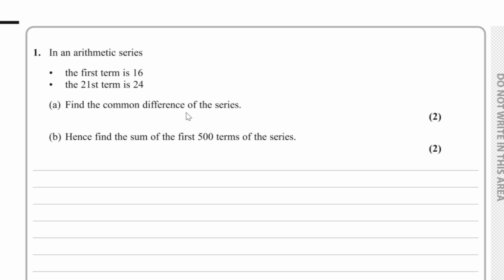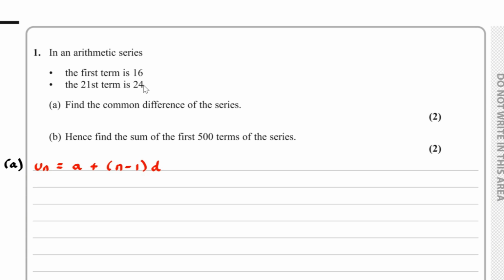For part A, we have to find the common difference of the series. We know so far u_n is equal to a, the first term, plus n minus 1 multiplied by d, the common difference. We know that the first term, a, is 16 and the 21st term is 24.